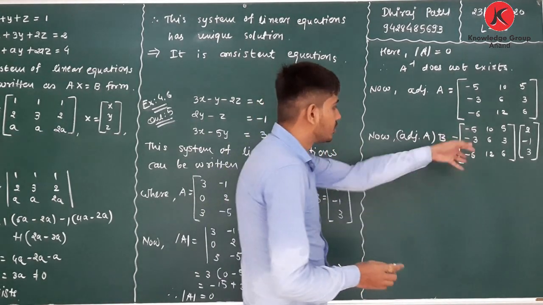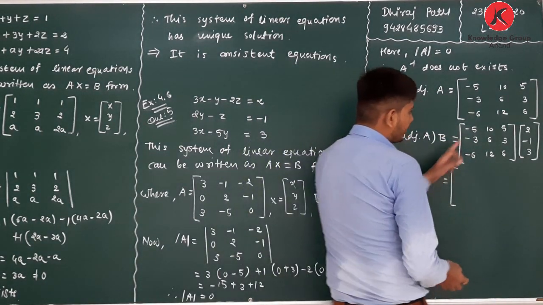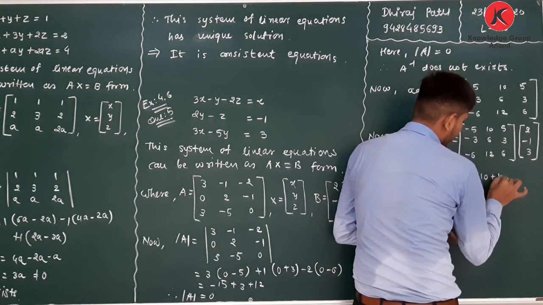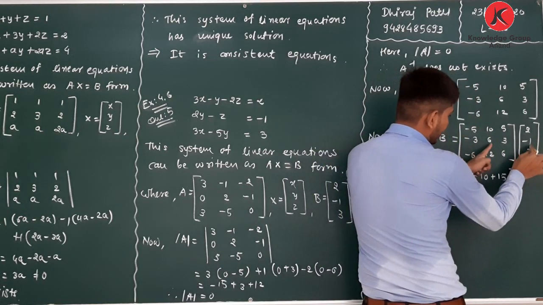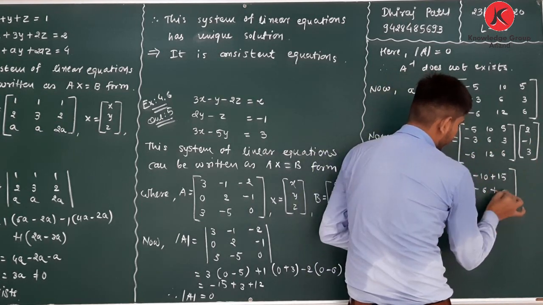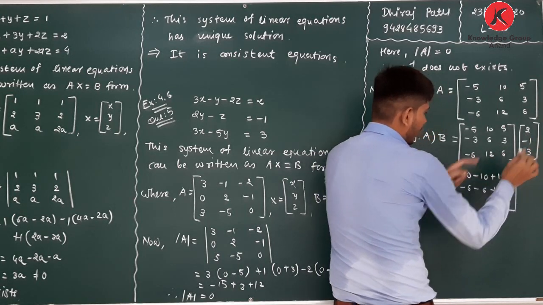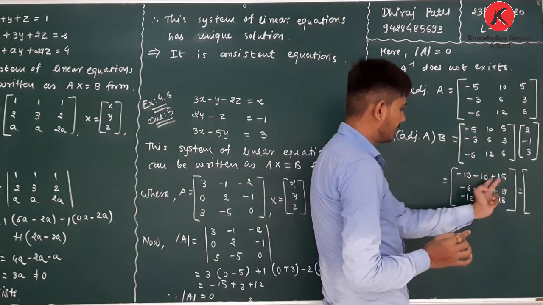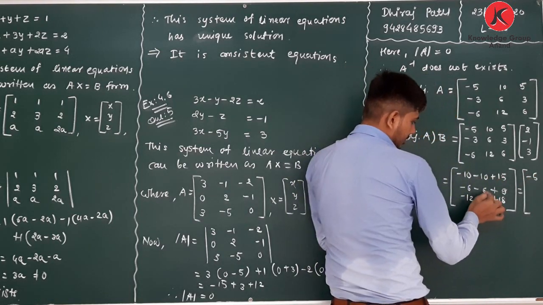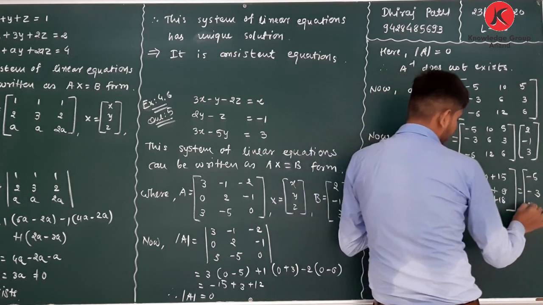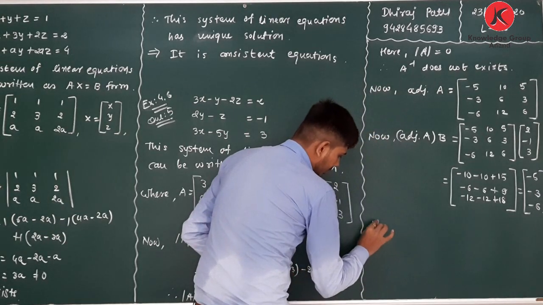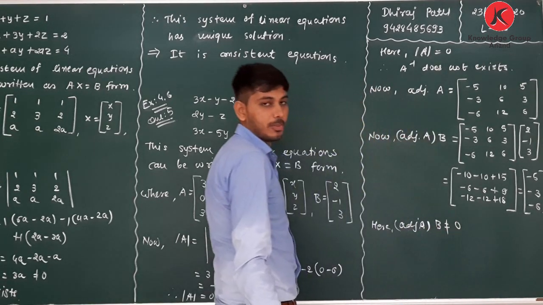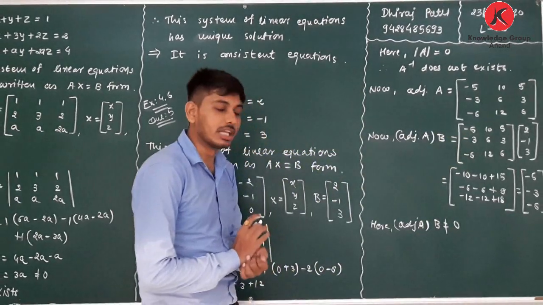So multiply these two matrices, we are getting -10 plus 15 here. Next -6 plus 9, -12 plus 18. Simplify this one: -20 plus 5 is -5, -12 plus 9 is -3, -24 plus 18 is -6 here. See here, adjoint of A into matrix B is not equal to the 0 matrix. This is not equal to 0 matrix.